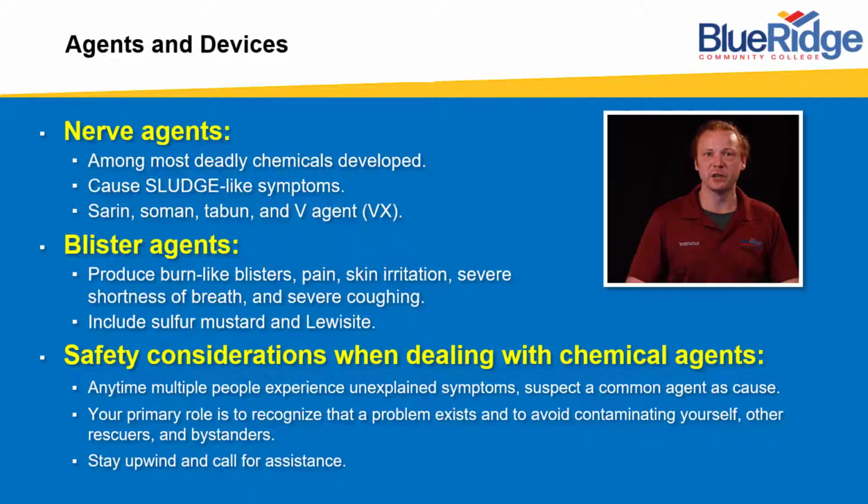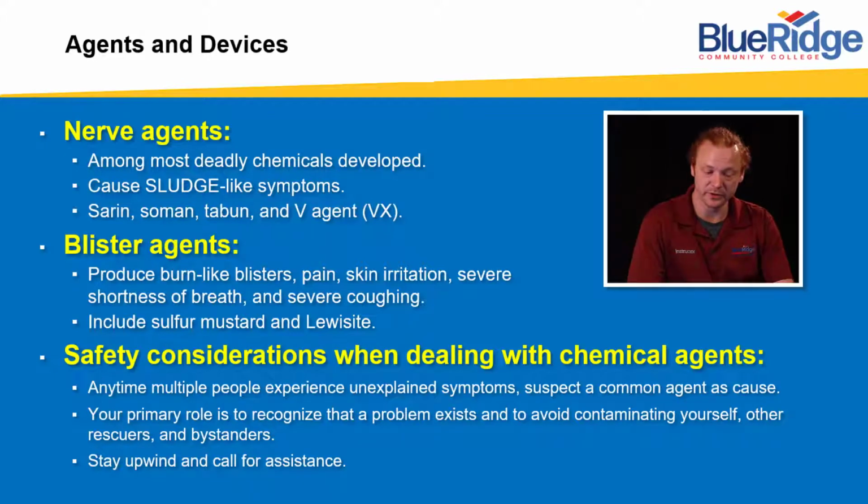When a blister agent comes in contact with the skin, it produces burn-like blisters. Inhalation of these vapors causes severe burns to the respiratory system, and blister agents produce pain, skin irritation, eye irritation, severe shortness of breath and severe coughing. Blister agents can include sulfur mustard and lewisite. Only well-trained and properly equipped rescuers with self-contained breathing apparatuses, or SCBAs, should approach a scene that might contain these agents. If you have a suspicion that it's there, that's what needs to happen. Once you go in and you become contaminated, it's too late.